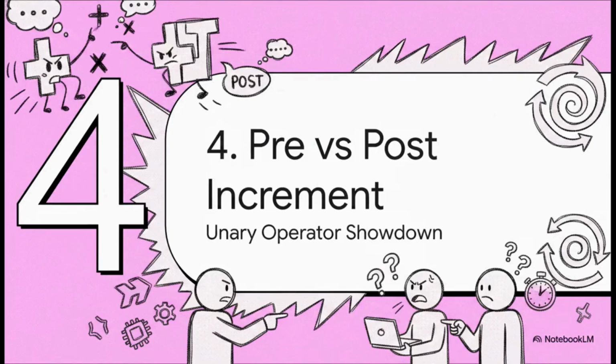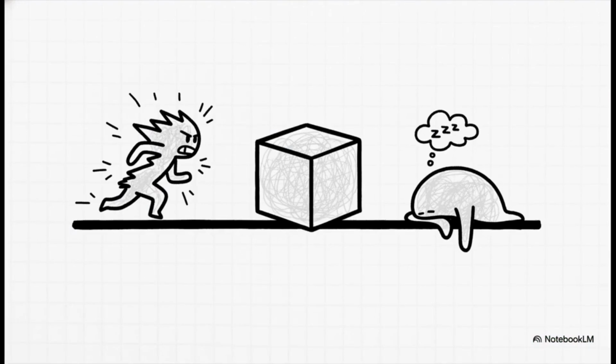Which brings us to our final stretch, Section 4: pre versus post increment. Okay, this concept stumps beginners constantly, and it shows up in pretty much every single technical interview. Let's set up a quick visual memory trace. We're starting with a base variable, an integer named a that currently holds the value of 10. We have two contenders here that look almost identical, but they behave completely differently in system memory.